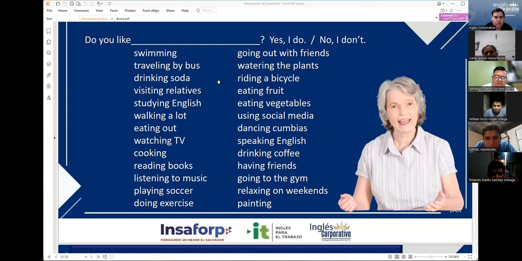Pronunciation again. Swimming, traveling by bus, drinking soda, visiting relatives, studying English, walking a lot, eating out, watching TV, cooking, reading books, listening to music, playing soccer, doing exercise, going out with friends, watering the plants, riding a bicycle, eating fruit, eating vegetables, using social media, dancing cumbias, speaking English, drinking coffee, having friends, going to the gym, relaxing on weekends, painting, okay? Pronunciation.